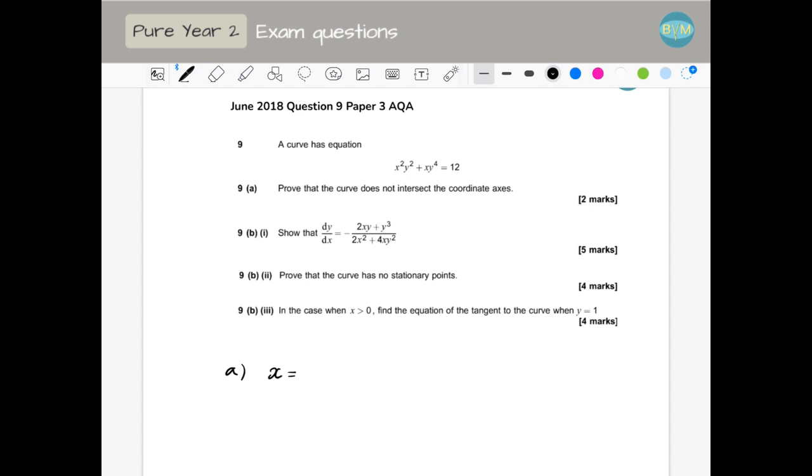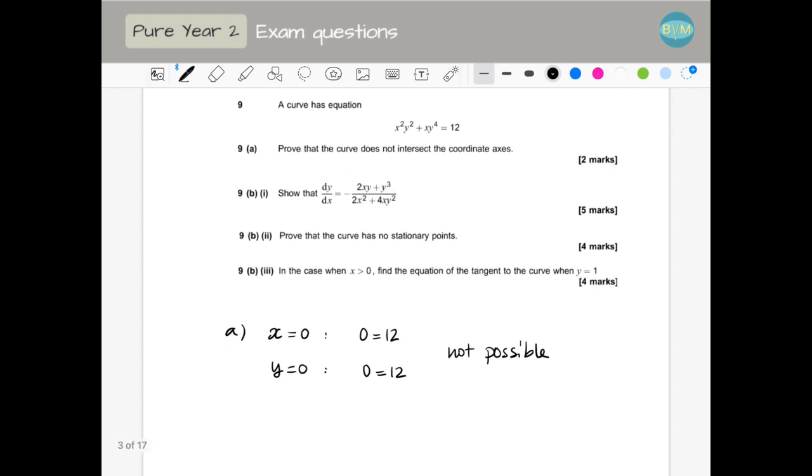So when x is 0, we have 0 equals 12. That cannot be. And when we try to make y equals 0, again we have the same situation: 0 equals 12. So this is not possible, and there are no points of intersection.